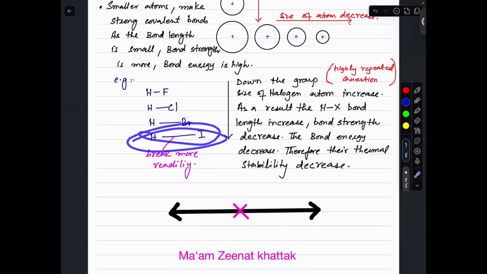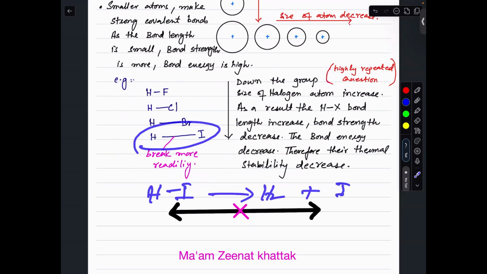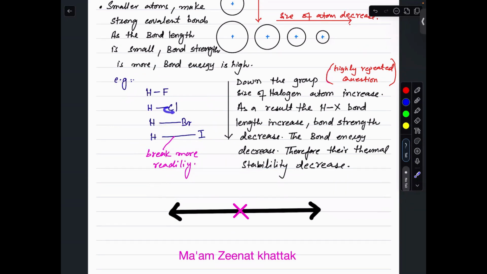This HI breaks very easily. When HI breaks, keep in mind, it will result in the formation of iodine, so you will see purple vapors. In this, we don't get green gas. Why? It's not breaking. Why is it not breaking?